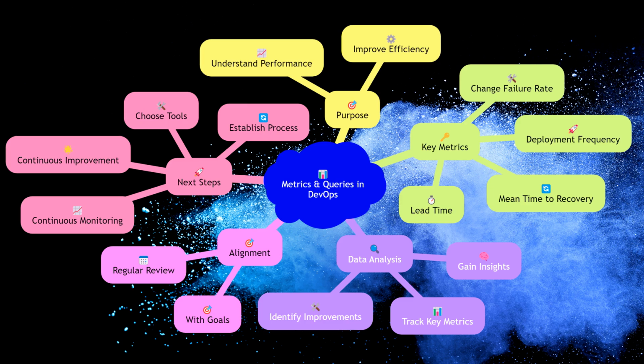The next steps involve putting the concepts discussed into practice, choosing the right tools, and establishing a process for continuous monitoring and improvement. By doing so, teams can ensure that they are delivering high-quality software consistently and efficiently.